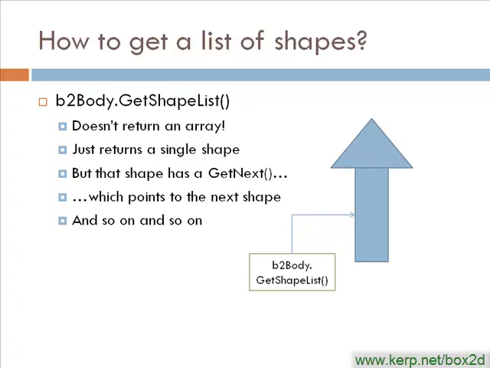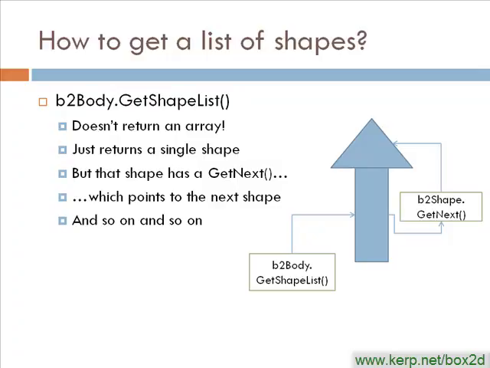Now within this shape, I could call the getNext function, and that in turn would return the triangle that makes up the second shape of this body. And then if I were to call getNext on this triangle, it would return null, because there are no other shapes in this body. So this definitely seems kind of confusing if you're used to working with things in the Flash world.